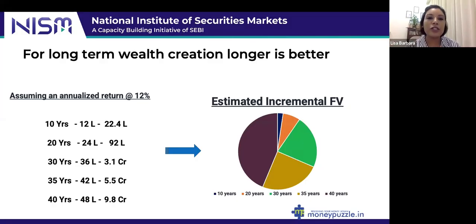This pie chart is just showing you that if you invest 10,000 rupees every month for 40 years, the bulk of your wealth creation happens in the last 5 years. If you see the purple shaded part, it is 44% of the return. It has come in the last 5 years, from year 35 to year 40. And the yellowish part is the 5 years before that, which has 24%. So the bulk of the return has come in the last 10 years.